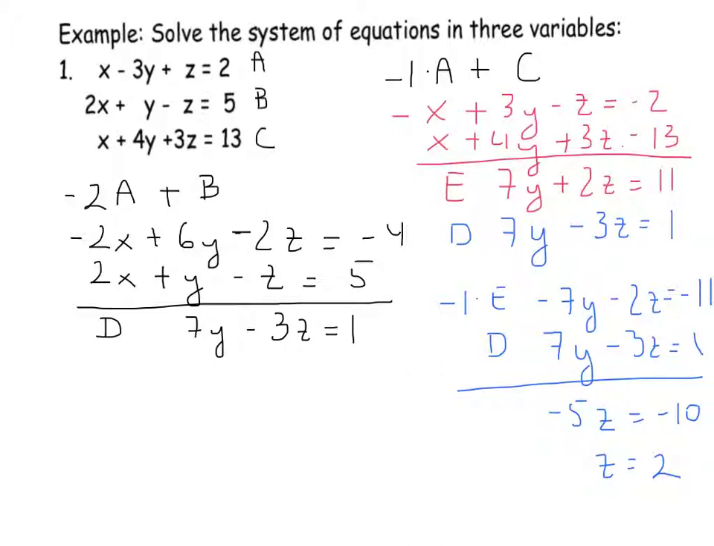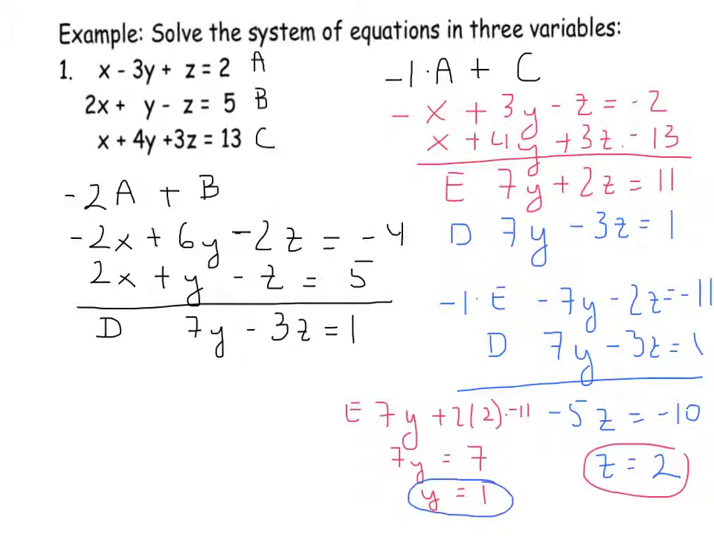Once I have z, I can substitute this z into either E or D. So I'm going to substitute it into, let's say, E. So I'm going to say 7 times y plus 2 times 2 will give me 11. So 7y will give me 7. So y will give me 1. So now I have two of the coordinates in the ordered triple.